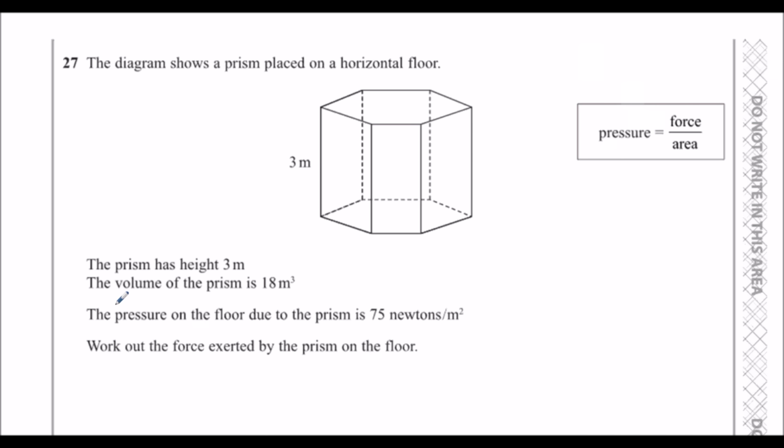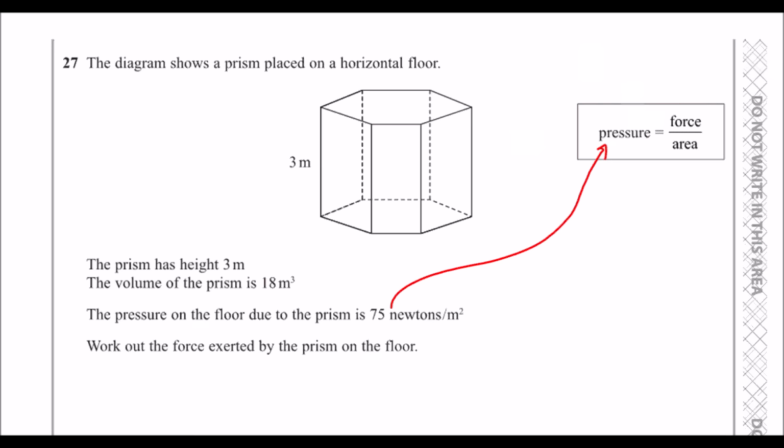Question 27. The diagram shows a prism placed on a horizontal floor. The prism has a height of 3 meters and a volume of 18 meters cubed. The pressure on the floor is 75 newtons per meter squared. Work out the force. So we've been given the height and the volume, not the area, but we're going to need the area to put it into this formula, because we know the pressure. We want to work out the force, so we're going to need the area.